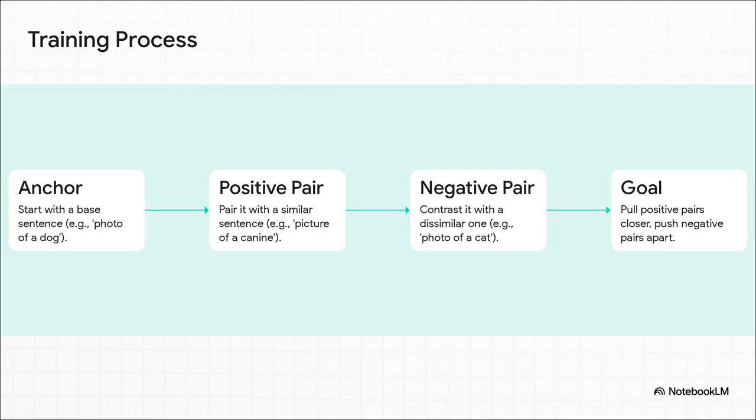Okay, so here's how that works in practice. First, we start with what's called an anchor sentence. Then we give the model a positive example, a sentence that means pretty much the same thing. And here's the crucial part. We also give it a negative example, something different. The model's entire goal, its whole job, is to tweak its own internal map to pull the anchor and the positive closer together, while at the same time actively shoving the negative one as far away as possible.